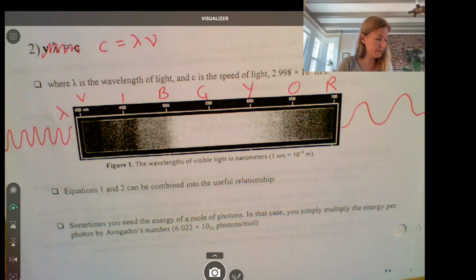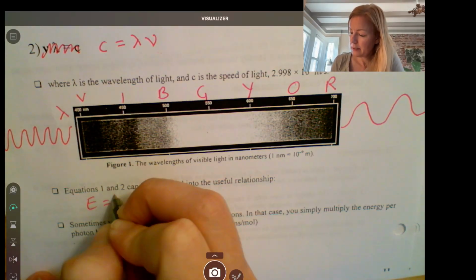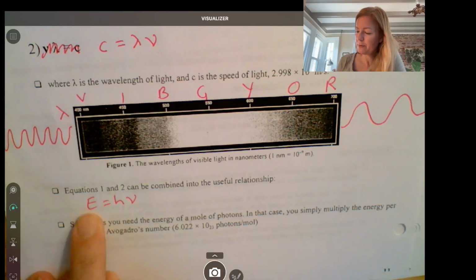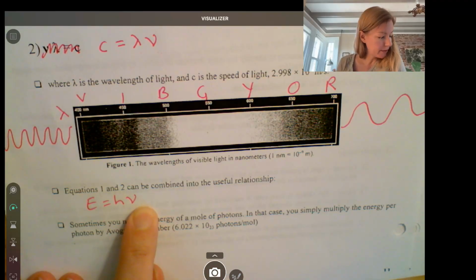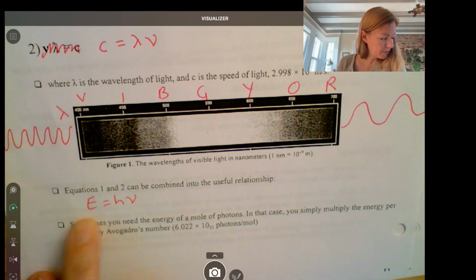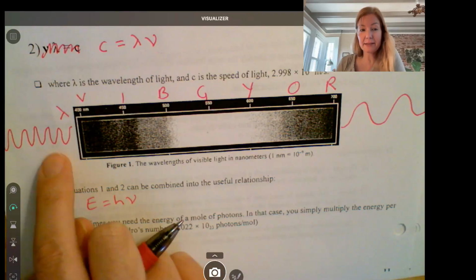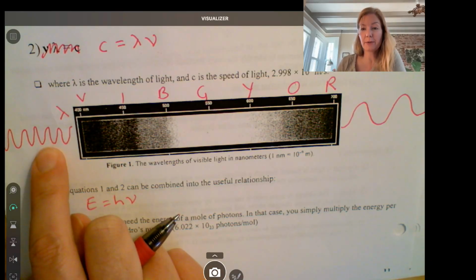Equations 1 and 2 can be combined. So equation 1, E equals Planck's constant times nu. Energy is Planck's constant times frequency. More frequency means more energy. Just like we said, more frequent, more energy, right?